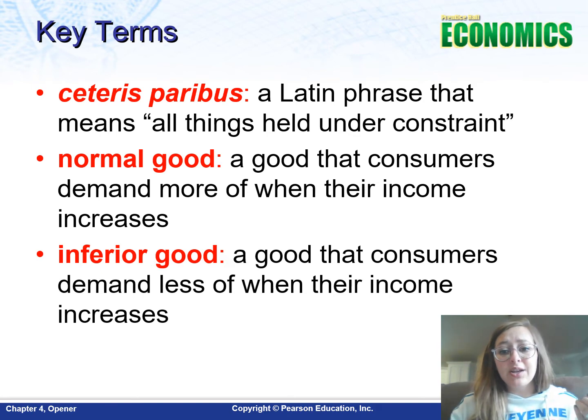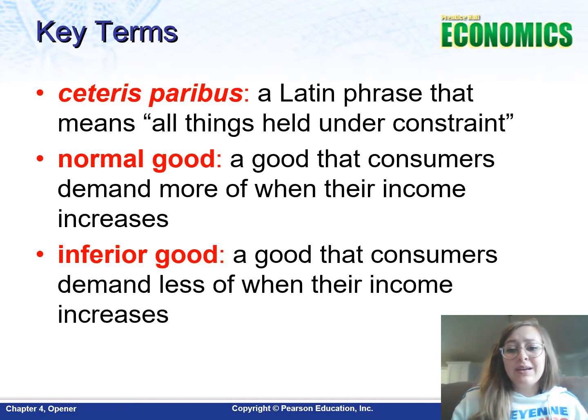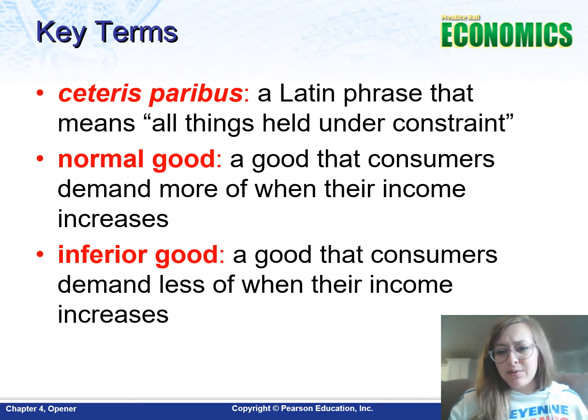An inferior good is the opposite. This is a good that consumers demand less of when their income increases. So an example of an inferior good might be a box of ramen noodles, right? Not the most luxurious food out there. And so people may eat it more often when they're in a bind. And so if their income increases, they may say, hey, I get to eat a hamburger instead of ramen noodles, right? So that would be an inferior good.